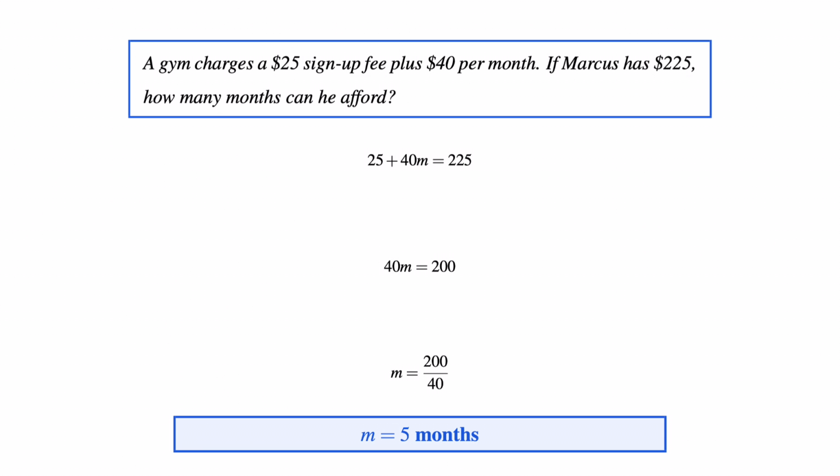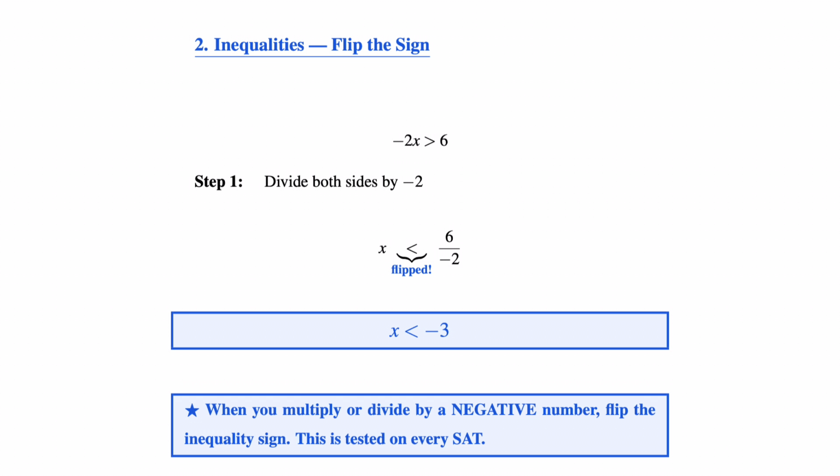You set up the equation, 25 + 40m = 225. Solve for m and you get 5 months. That's it. The math isn't hard, but you must have the skill to recognize the setup. For inequalities, the same rules apply. But remember, when you multiply or divide by a negative number, you flip the inequality sign. They will test you on this.